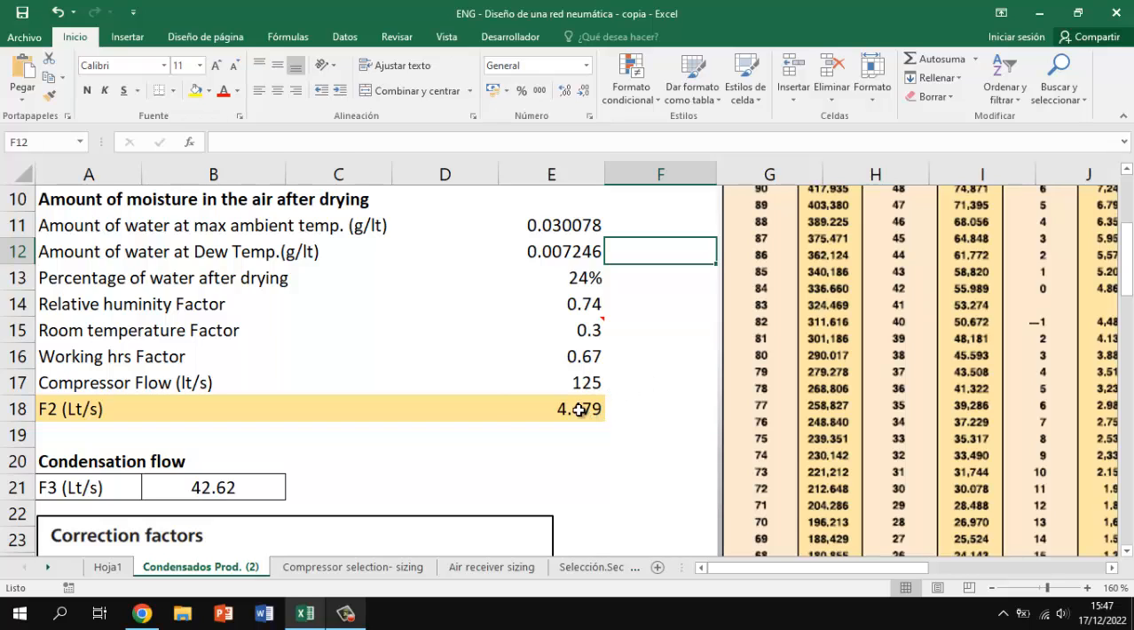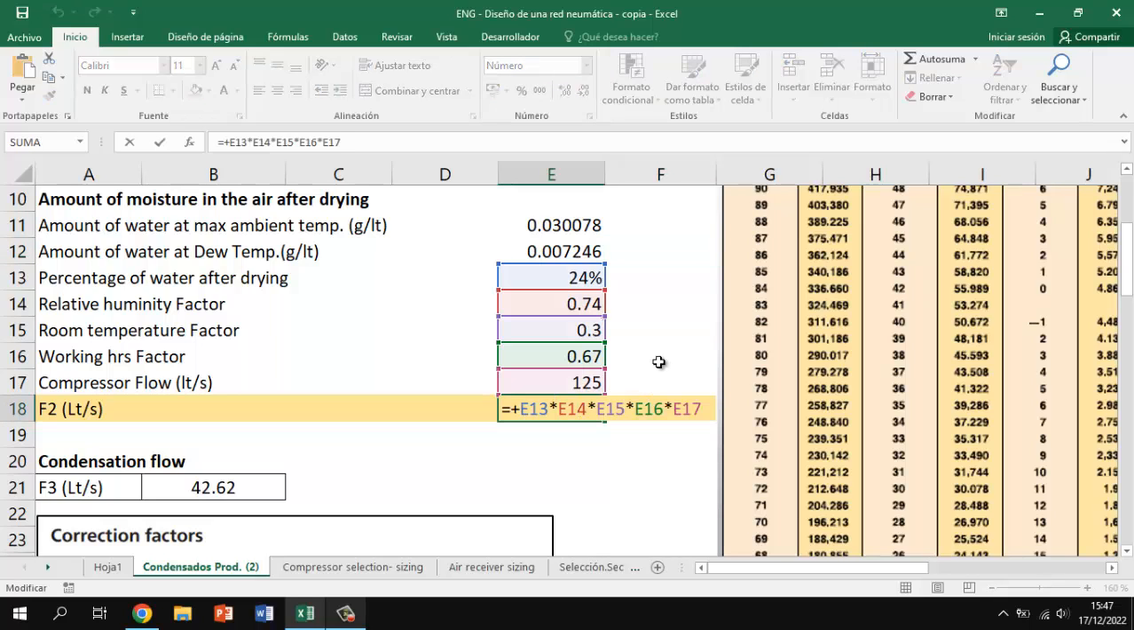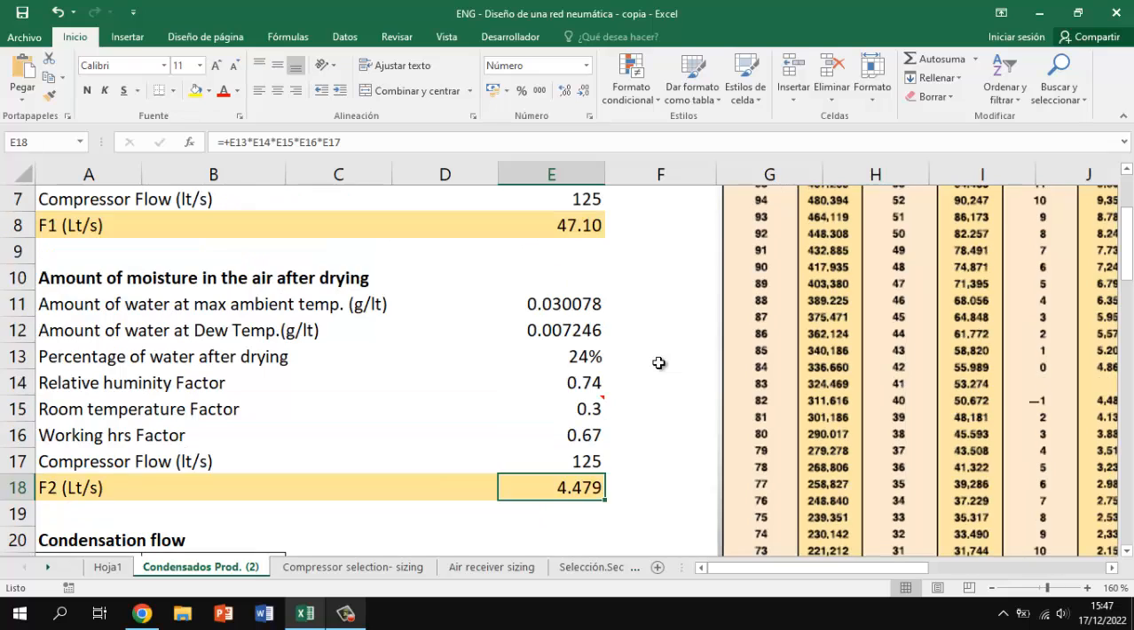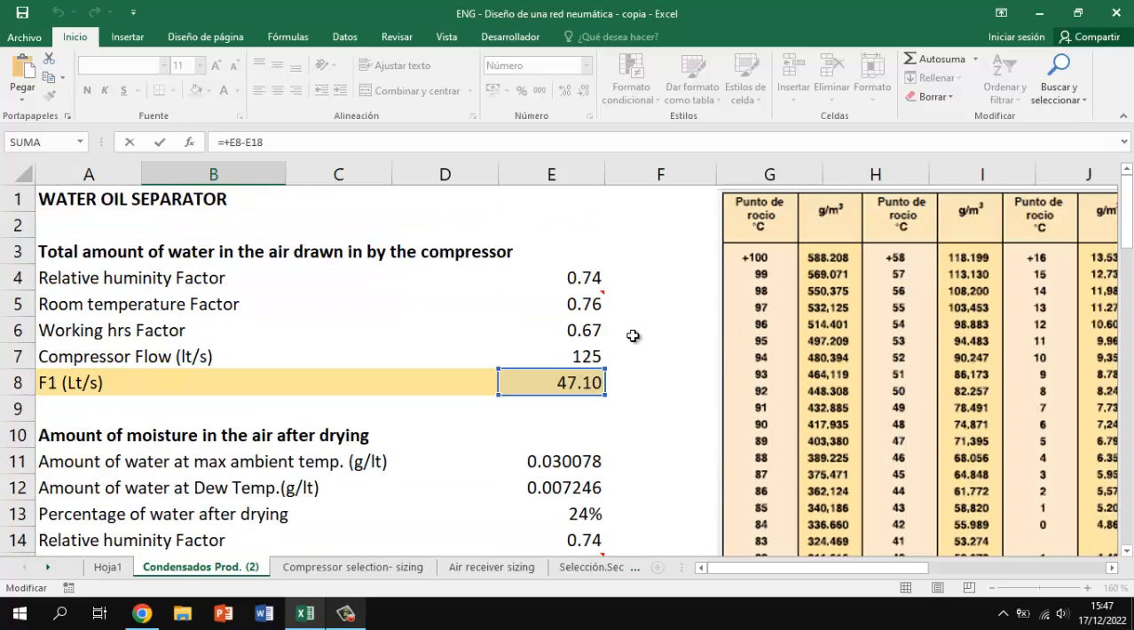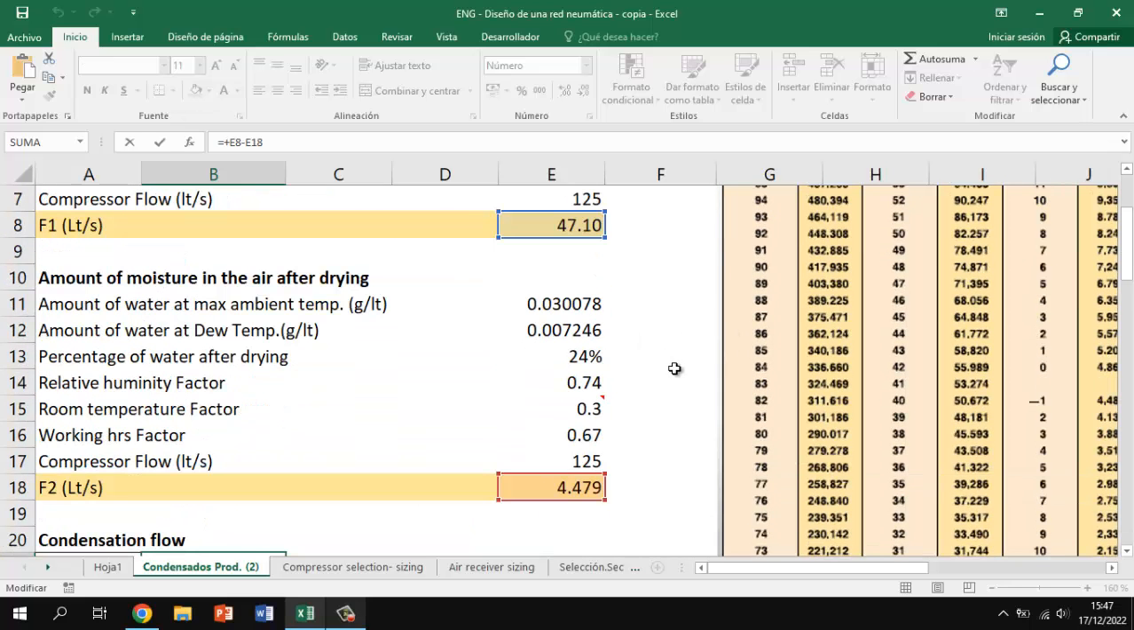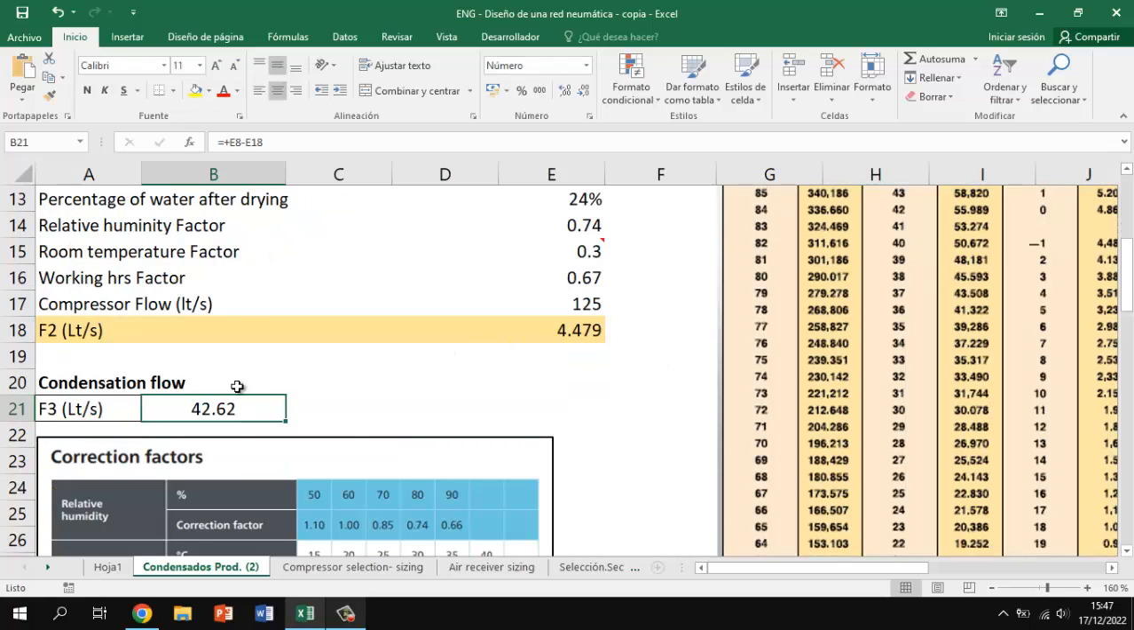Now it's the same, you're going to multiply. This is going to be your amount of moisture in the air after drying. So your condensation flow, or condensate flow, is just the difference of what's contained in the air. So now you have 42 point, well, almost 43 liters per second.